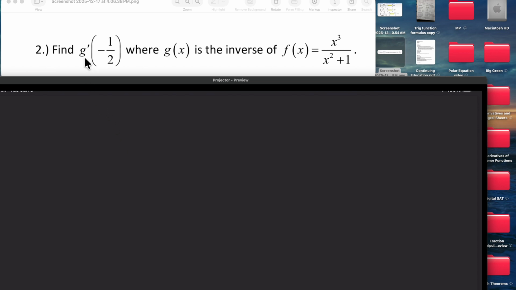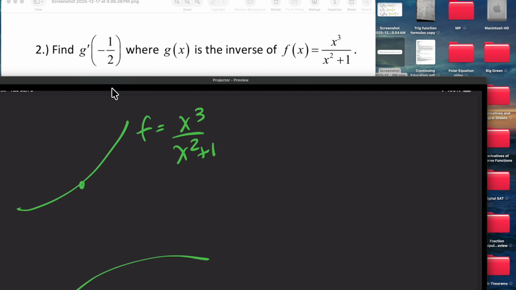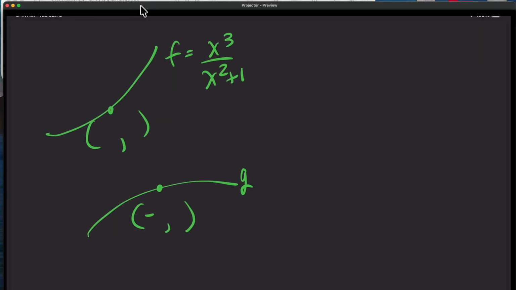Next, we are asked to find g prime at -1/2, where g is the inverse of f, and here is f. So we're trying to find the derivative of the inverse at x equals -1/2 on the inverse. So here we have our two functions. Here's f equals x cubed over x squared plus 1. And we're going to have a point here, something comma something, and there's going to be a sister point on the inverse g.